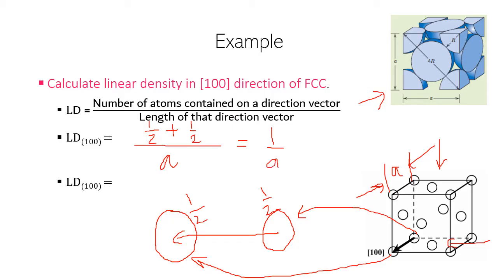In terms of atomic radius r, we have already derived an expression between the lattice parameter a and atomic radius r, which for FCC is a equals 2r root 2, where r is the atomic radius. So this is the expression for linear density in the 100 direction of FCC: 1 upon 2r root 2, in terms of atomic radius r.